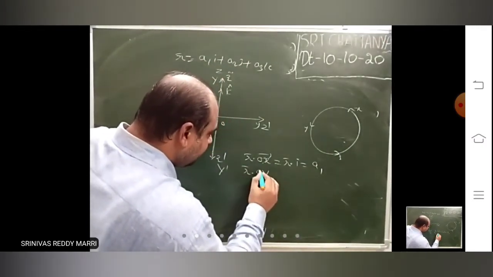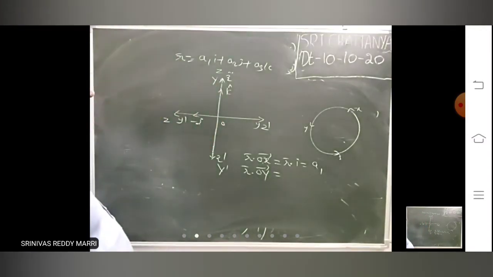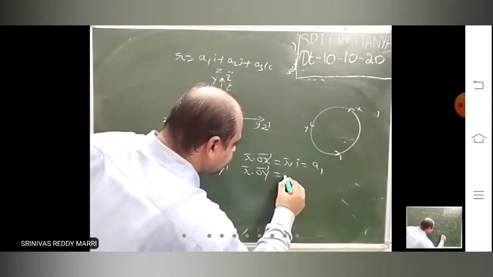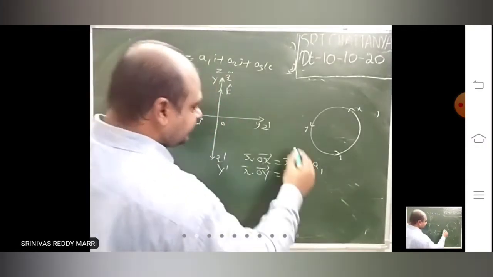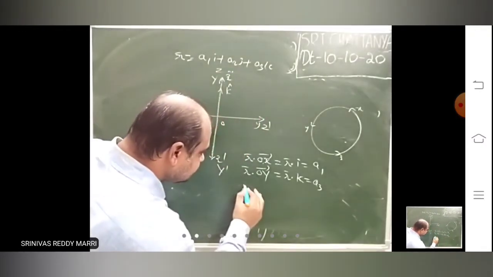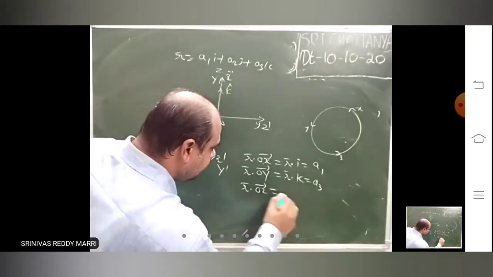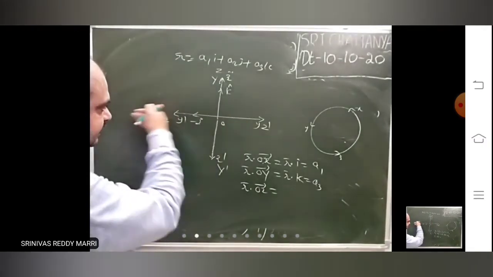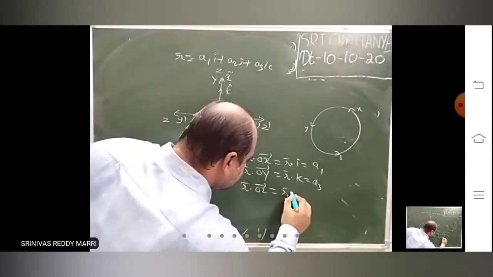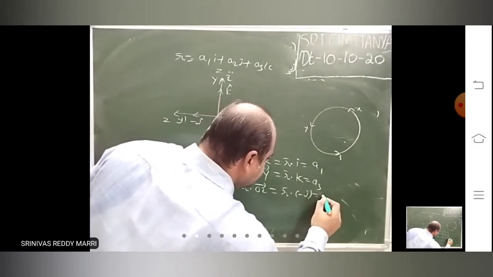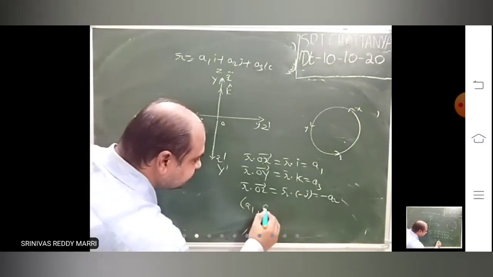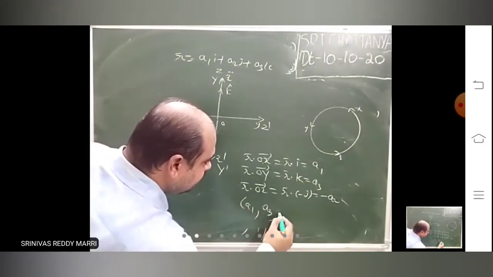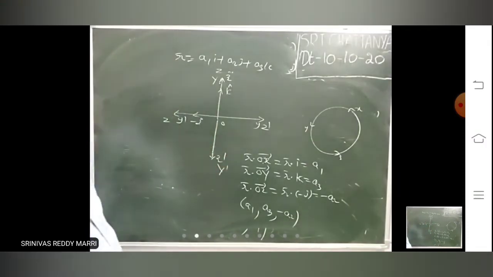R bar dot OY bar. OY bar is nothing but OY is this. So therefore R bar dot what is that? K. What is that? K means A3. So next, the Z component is nothing but OZ bar. OZ bar is where? OZ bar is this OY dash. That means R bar dot minus J. So minus J means what? Minus A2. Therefore new components means what? A1 comma A3 comma minus A2. This is the one.